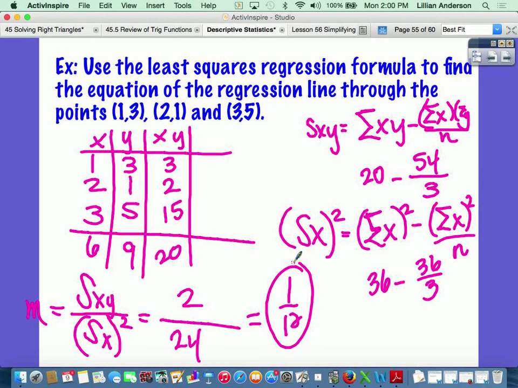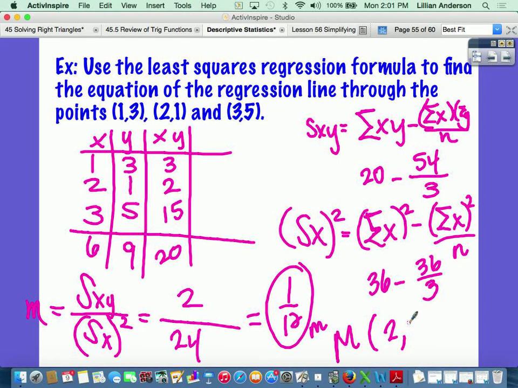Think about the other problems that we did, when we drew the regression line, what point did we always draw the regression line to? The mean. So the point that we're going to use to write our equation is the mean. What's the mean of my x's? The total is 3, 2. What's the mean of my y's?